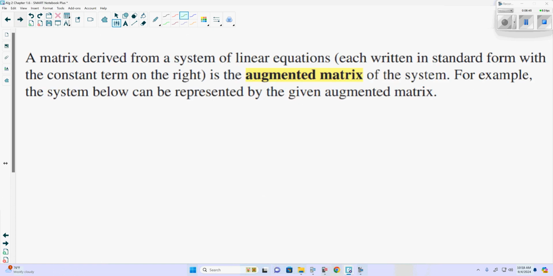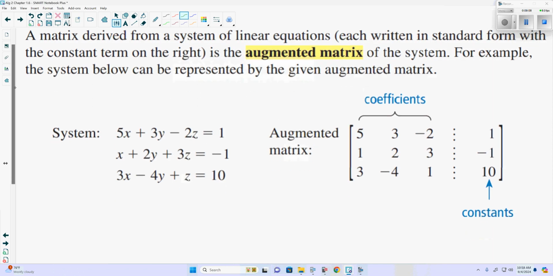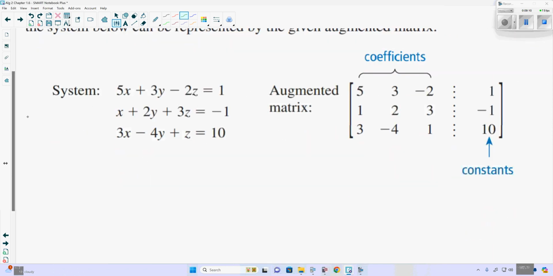So, a matrix is derived from a system of linear equations, each written in standard form with constant terms on the right and numbers on the left. So variables on one side, numbers on the other. We normally write it x, y, z. It's an augmented matrix of the system. For example, the system below can be represented by an augmented matrix. So, here. And you don't necessarily have to write this down.